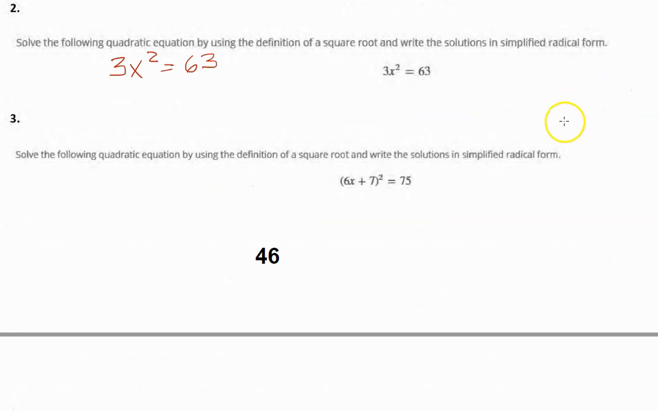Now for number 2, we're going to use the same property. Take a few moments. The first thing you're going to do is divide both sides by 3. Then you're going to take the square root of both sides, and let's see what you get. And it should look something like this.